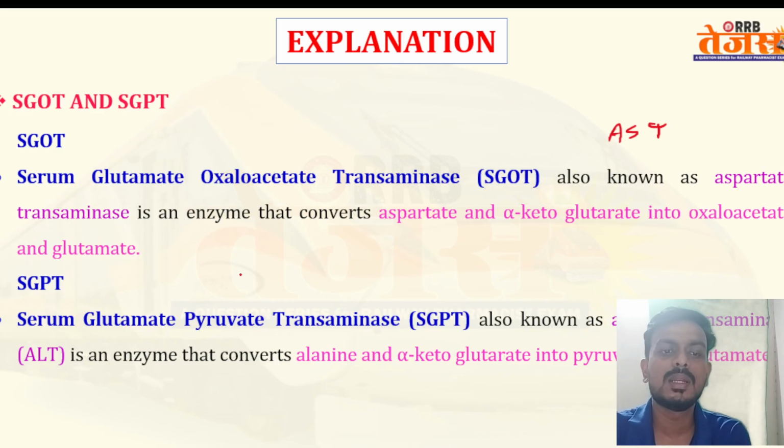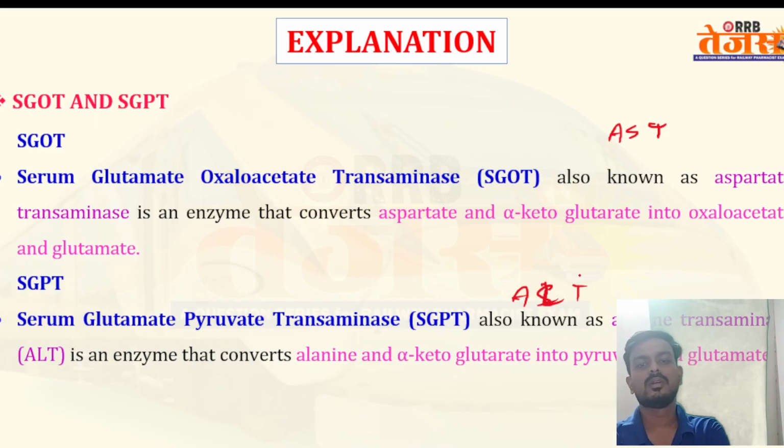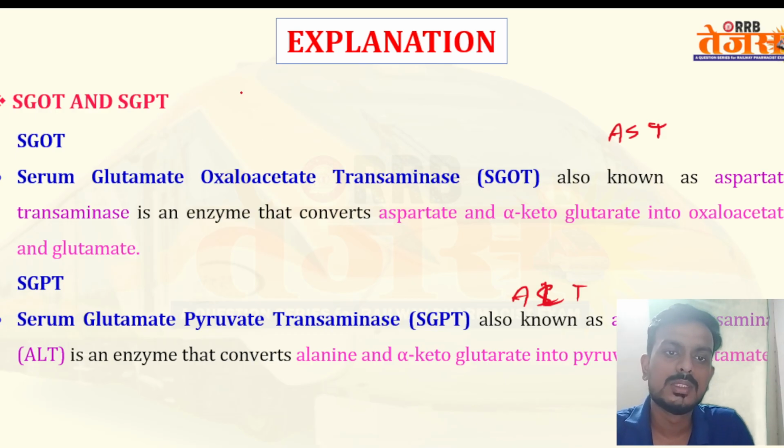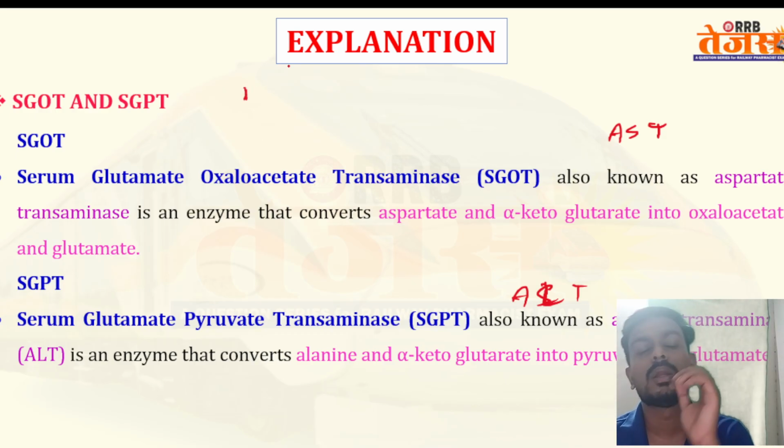Another test is SGPT, that is serum glutamate pyruvate transaminase, also known as ALT. These two tests are very important to check whether any type of disease, infection or inflammation occurs in the liver or not.